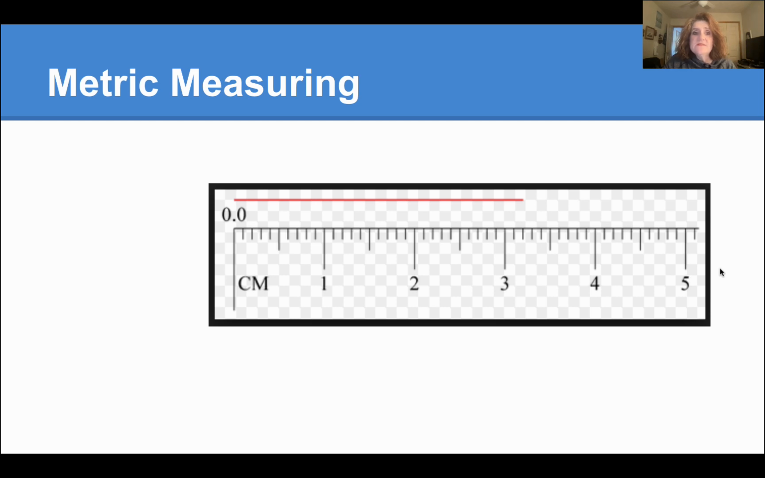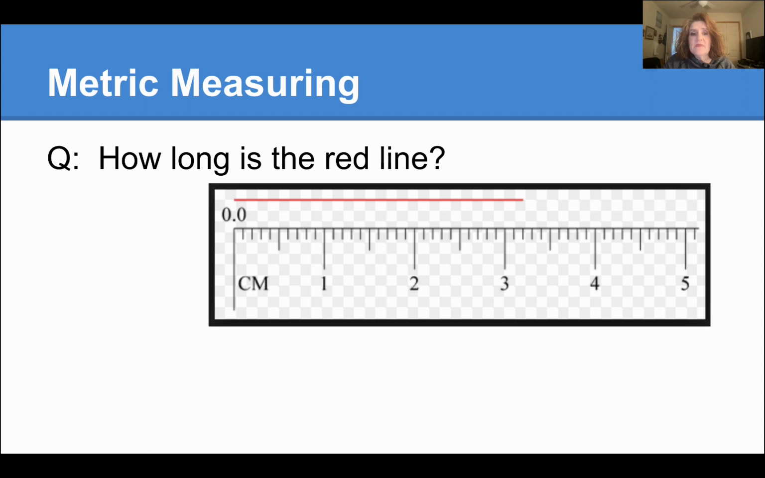So using this metric measurement, how long is the red line? Well, notice that we're in centimeters, and notice that there are 10 tick marks, so we're going to the 0.1 centimeter. So 3 is our whole centimeter. 0.1, 0.2, this would be 3.2 centimeters.